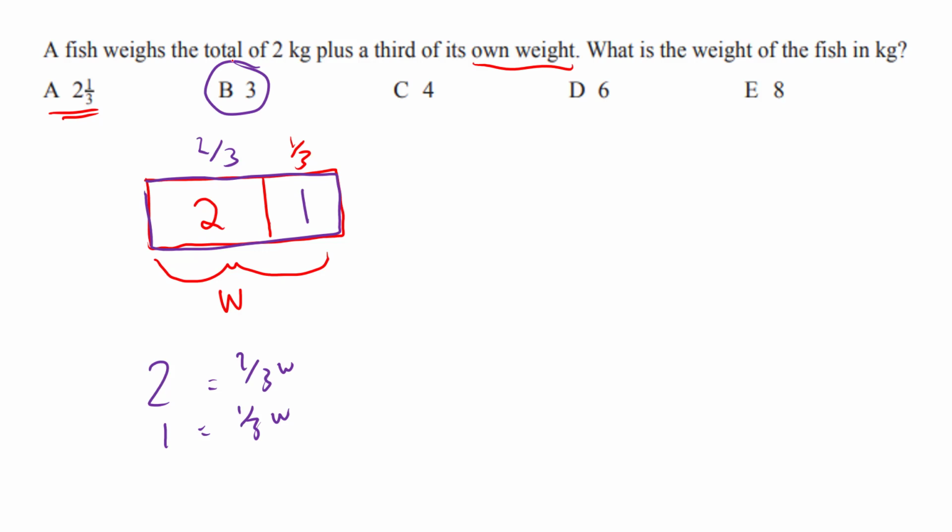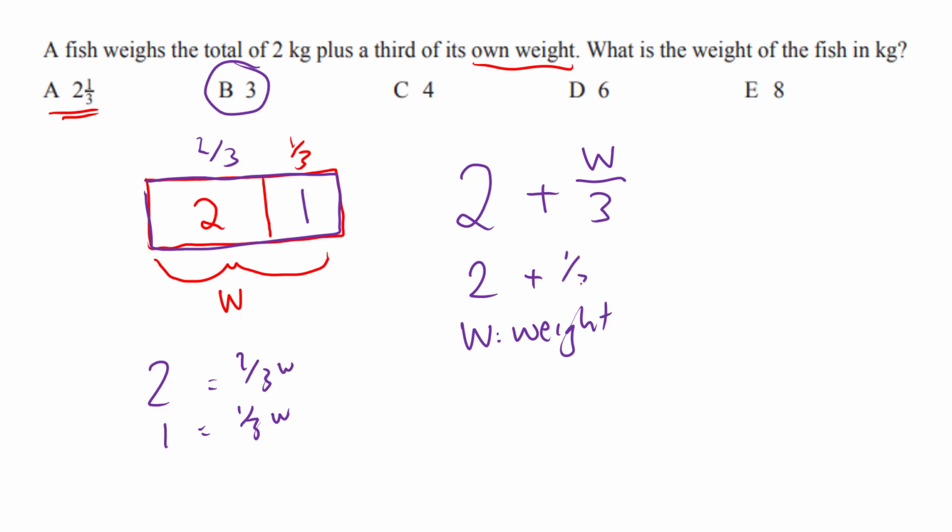The answer is 3. You can also think about this algebraically, although it's a bit trickier. A fish weighs 2 plus 1/3 of its weight, and let's define W to be the weight. You could also write this as 2 plus W divided by 3, and this equals its weight. Its weight is 2 kilograms plus its weight divided by 3. So let's solve this equation.